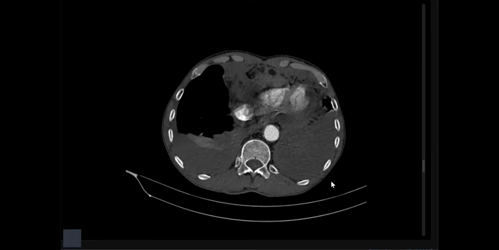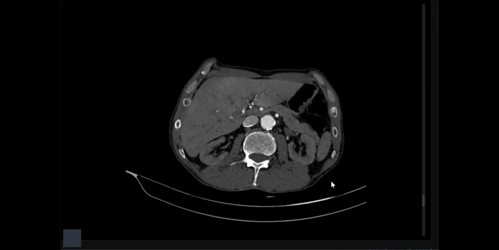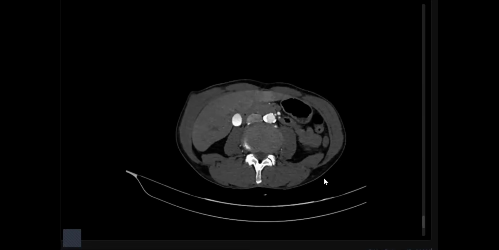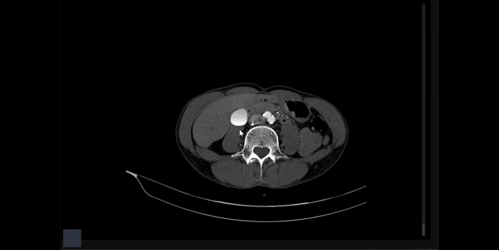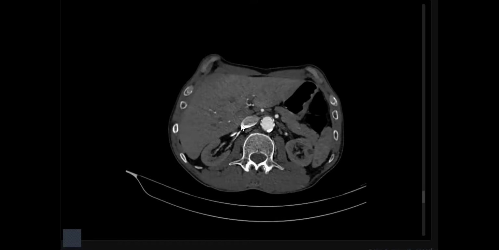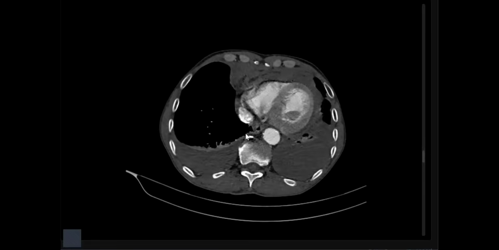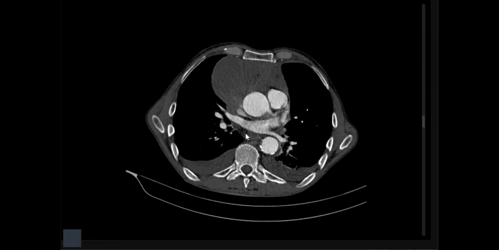I would like to go down to see if there is anything abnormal in the upper abdomen. Apart from the atherosclerotic changes, I do not see any significant abnormality. This hyperdense structure is the gallbladder. Yes, okay. So this is a surgical emergency. I will immediately inform the referring physician.